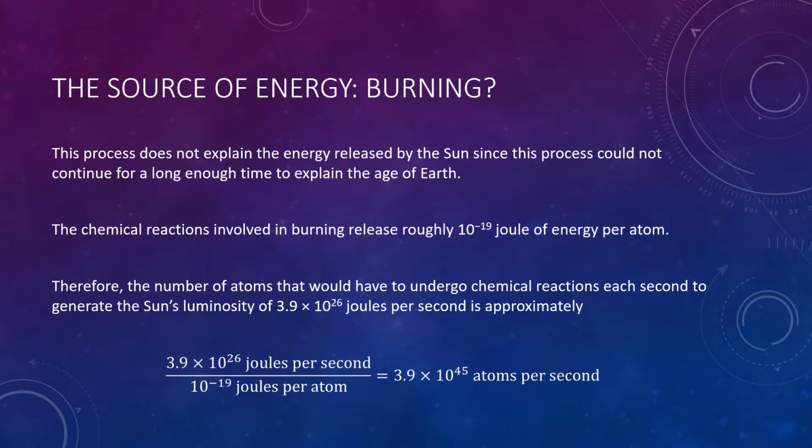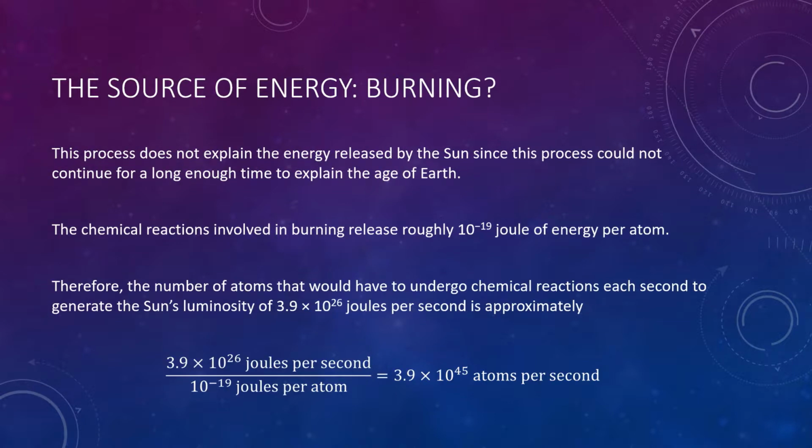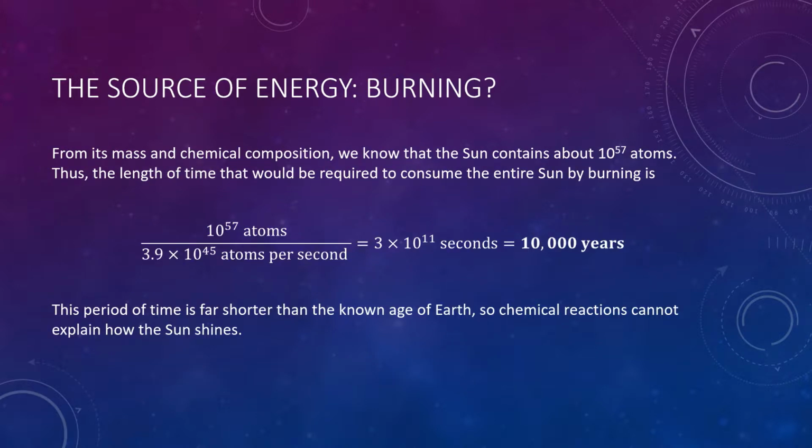So let's see what happens then. We're using that many atoms per second. Well, from its mass and chemical composition, we know that the sun contains 10^57 atoms. So we're using basically 4 × 10^45 per second, but the sun in total contains about 10^57. Thus, the length of time that would be required to consume the entire sun by burning is just those two numbers divided, and that would give you roughly 10,000 years. Clearly, this can't be the case, right? Because this period of time is far shorter than the known age of the Earth. So chemical reactions cannot explain how the sun shines.